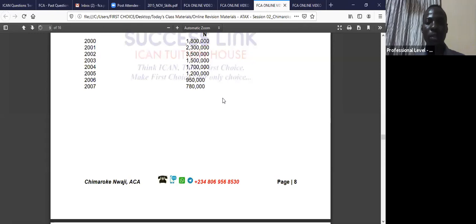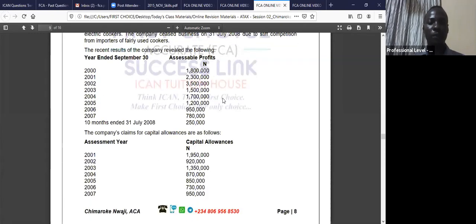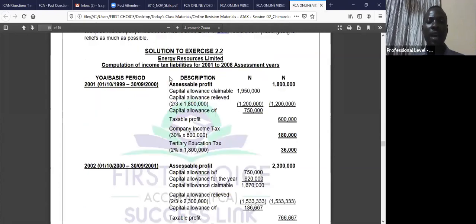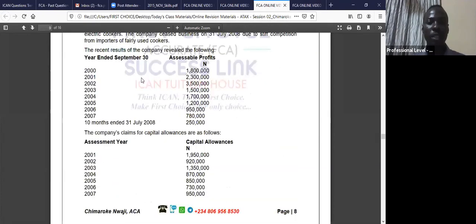Okay, so I will keep this table in front of us. I will be referring back and forth. So the first year basis period, since it is September ending, it means that if I were you, I will be asking myself, October 1 to September 30. I can decide to come here and put the basis period by the side. October 1, 1999 to September 30, 2000. That is a basis period.